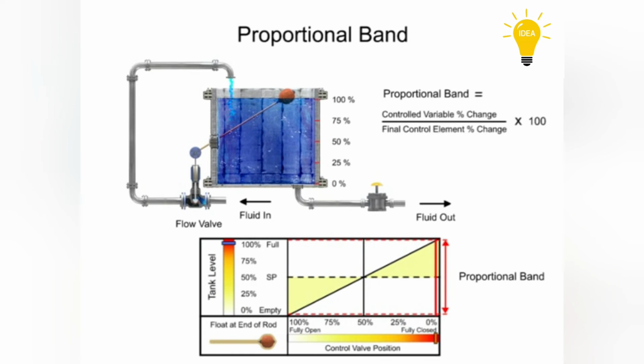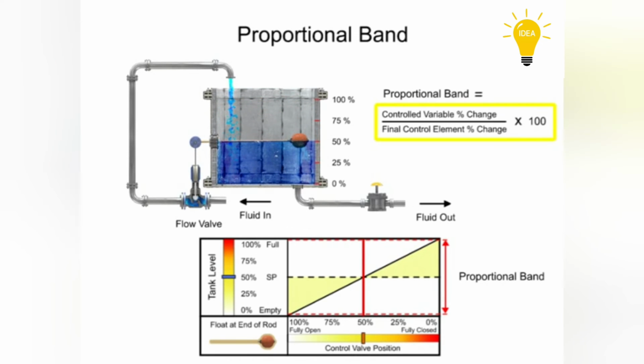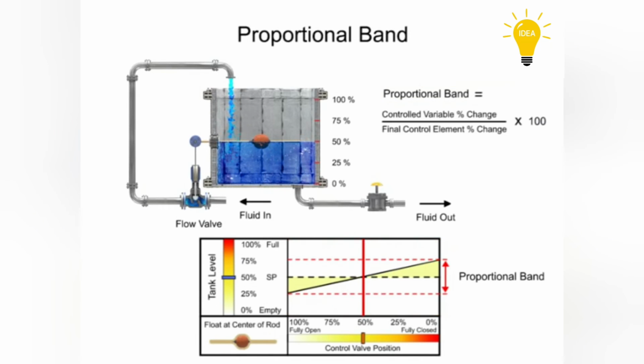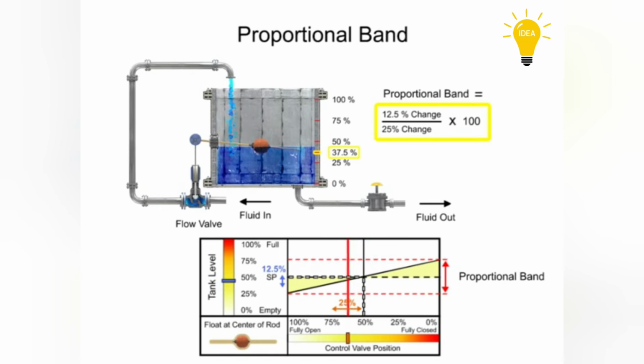By placing the float on the end of the rod, the fluid level has to change 100% to cause the final control element to change 100%. By placing the float at the center of the rod, the fluid level has to change 12.5% to cause the final control element to change 25%. The width of the proportional band is reduced by half.